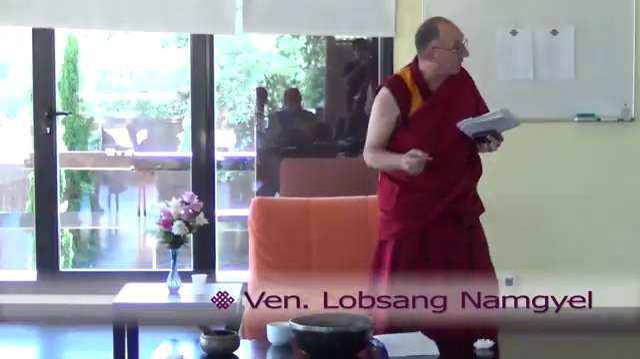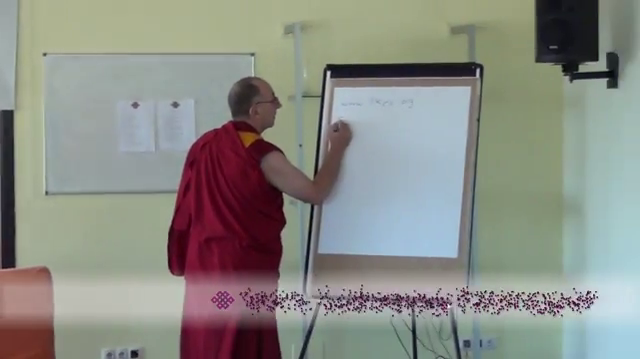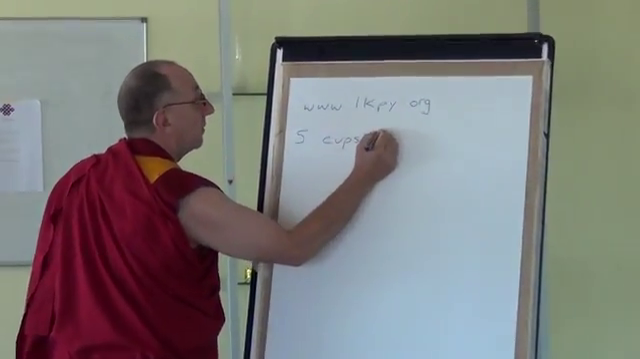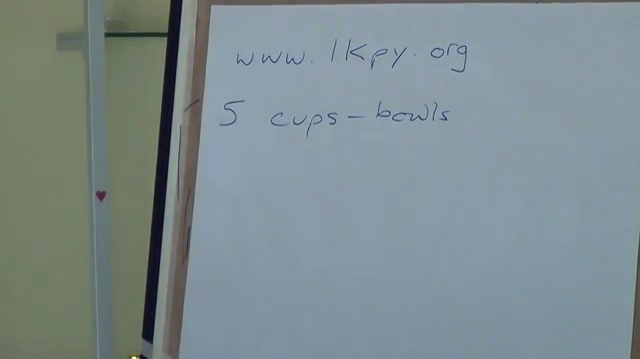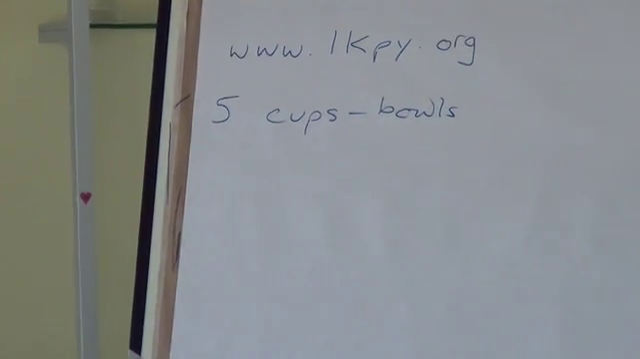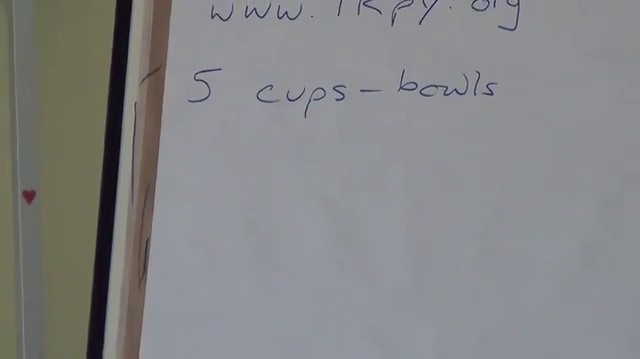So five pots, and in Tibet they call them pots. But you can also think of five cups or five bowls. It's basically a container, a suitable container for liquid, or a cup like this. So this relates to states of mind.